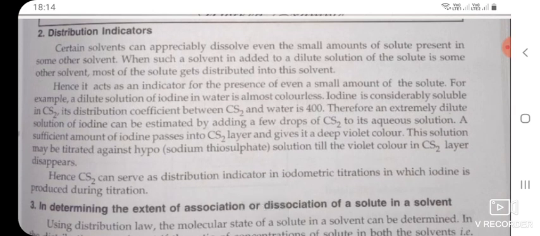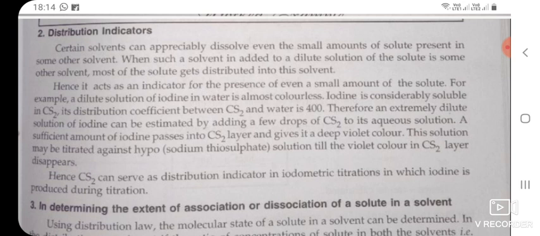Distribution indicators. Certain solvents can appreciably dissolve even small amounts of solute present in some other solvent. When such a solvent is added to a dilute solution of the solute in some other solvent, most of the solute gets distributed into the solvent. Hence, it acts as an indicator for the presence of even a small amount of the solute.